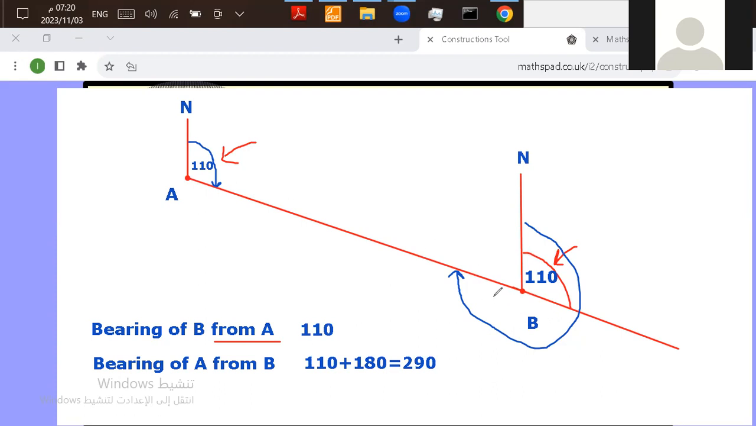Now this is the bearing from B. I know that this is 110 because it's corresponding with this one. It means how much is missing? The 180 is missing, because it's a straight line. So it's 180. So I add 110 plus 180 and it's going to be 290. And this is how to find bearing between 2 points.